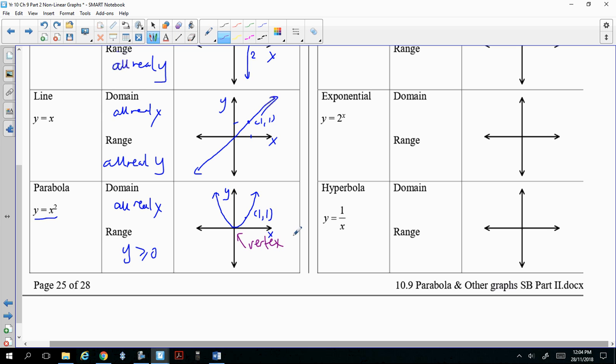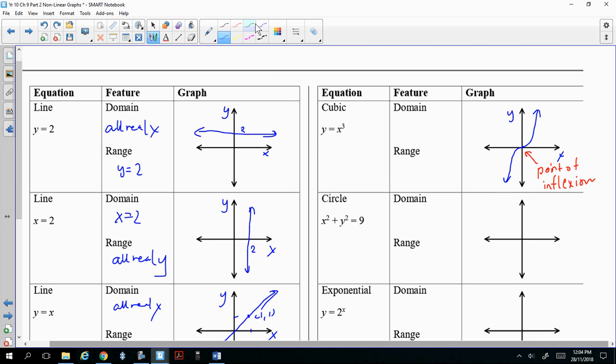Alright. Now let's write down the domain and range. The domain is all real x again, but the range is all real y. For cubic, all y values are possible.